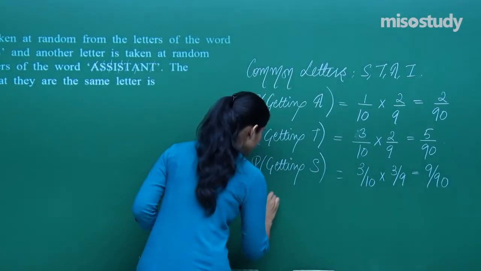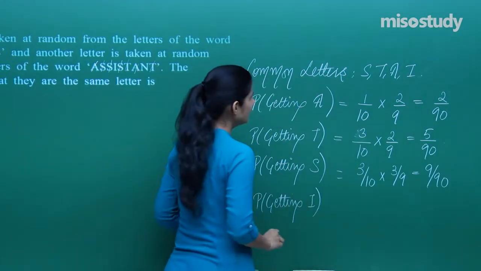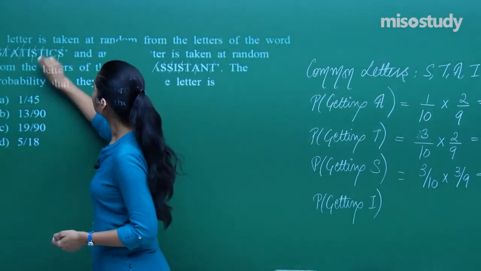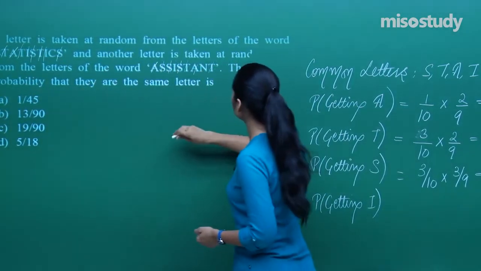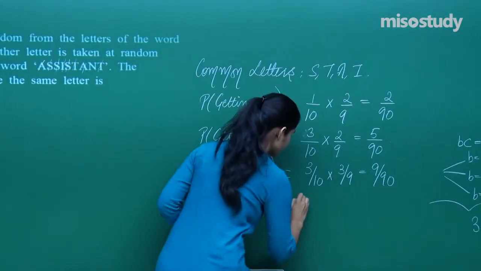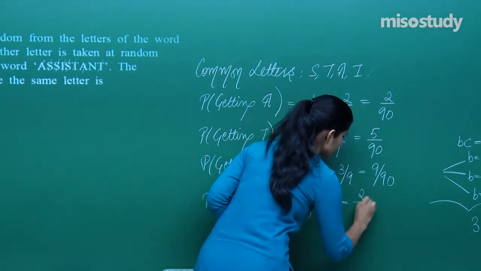And then you have probability of getting I. How many I's are there? So, over here there is 1, 2 I's, and over here there is only 1 I. So, 2 by 10 into 1 by 9, which is 2 by 90.